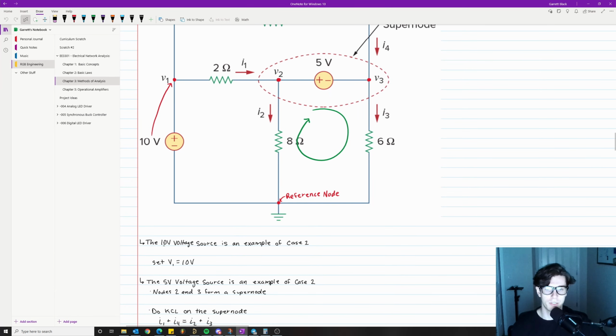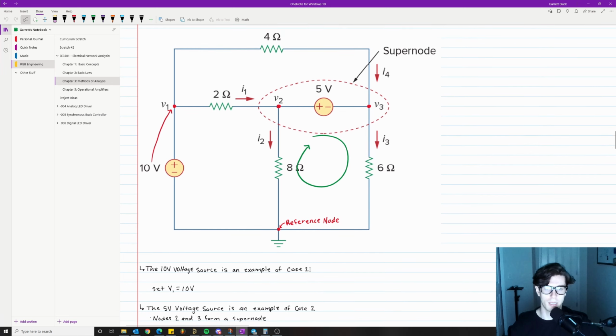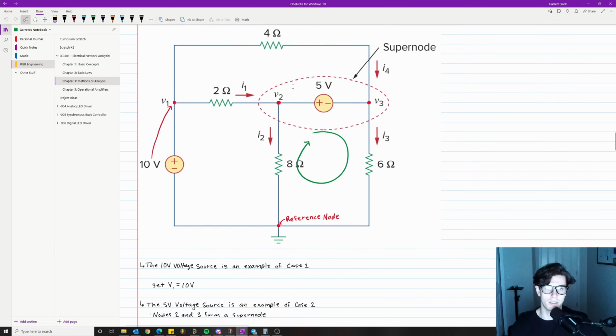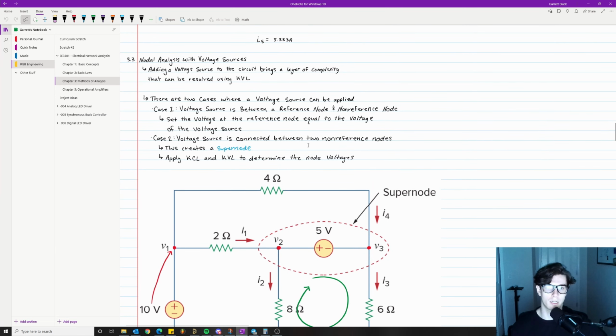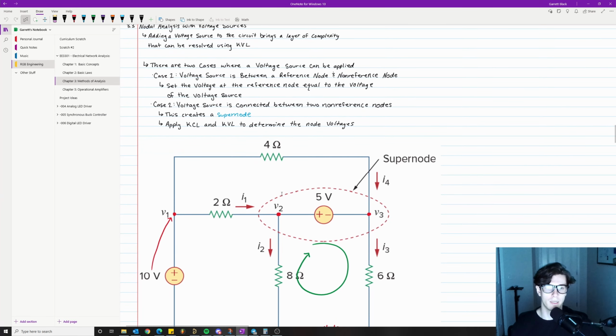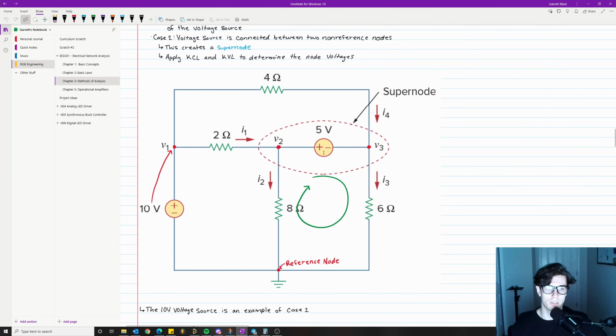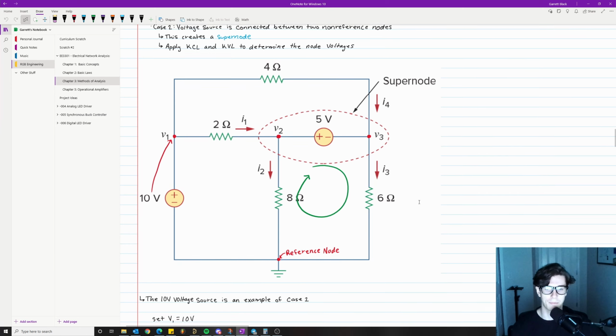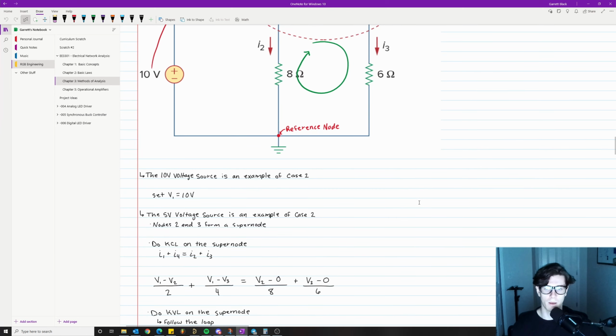Okay, so like I mentioned, the 10 volt voltage source is an example of case 1. So we said V1 equals 10 volts. The 5 volt voltage source is an example of case 2. The reason this is an example of case 2 is because, like I said, the voltage source is connected between 2 non-reference nodes, meaning V2 and V3, right? This is not connected directly to ground, so we have to do extra steps. But don't worry, it's not that hard, okay? So the 5 volt voltage source is an example of case 2. Nodes 2 and 3 form a super node.